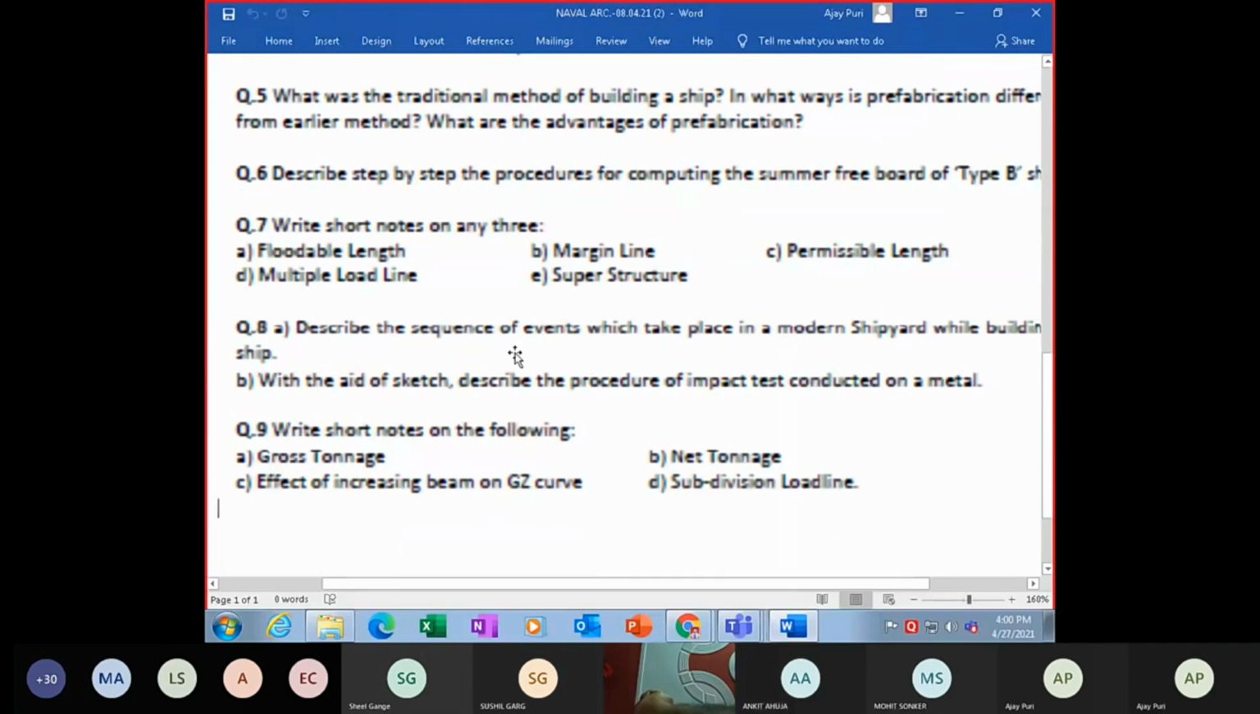Describe the sequence of events that take place in a modern shipyard while building a ship, that is from the concept to the launching stage. Then you have to make a diagram for the impact test and explain that. So that labelled diagram should be there with explanation, because this is 12 marks and that is 13 marks.